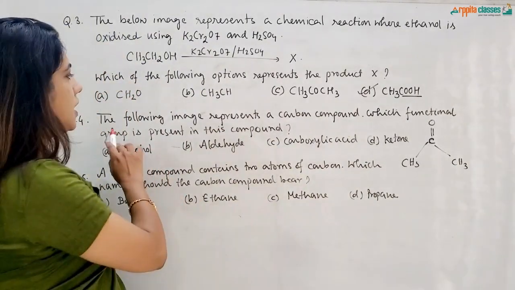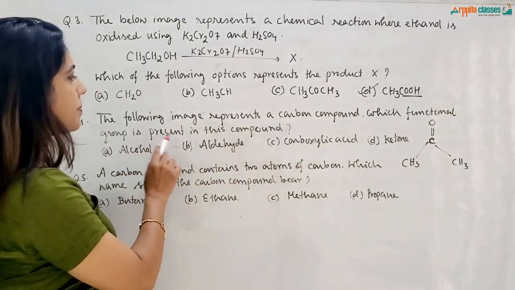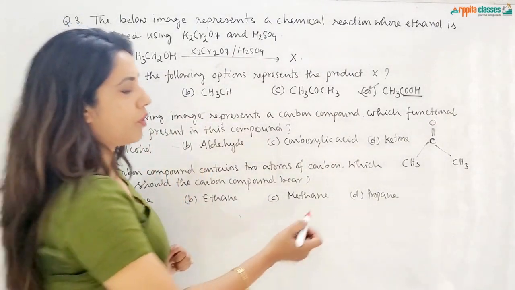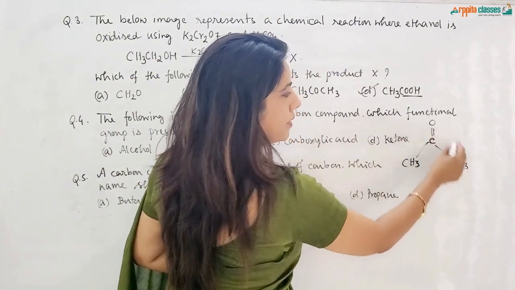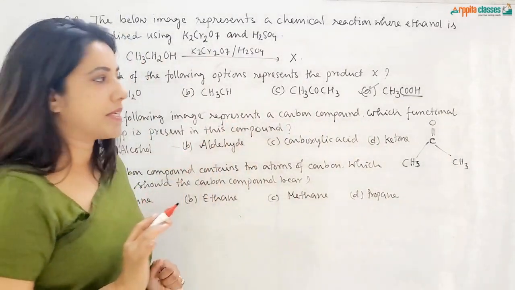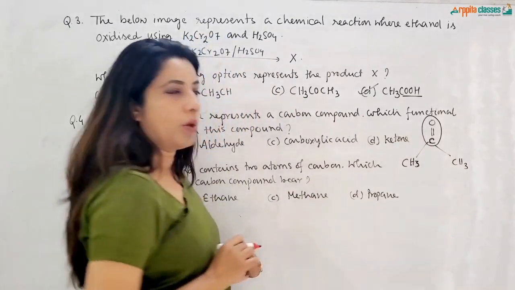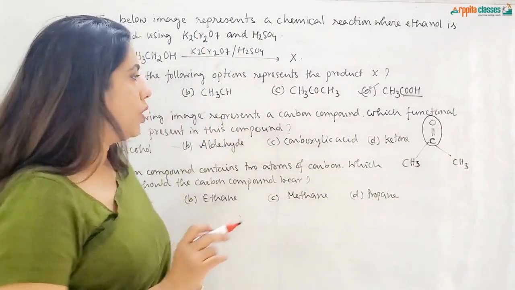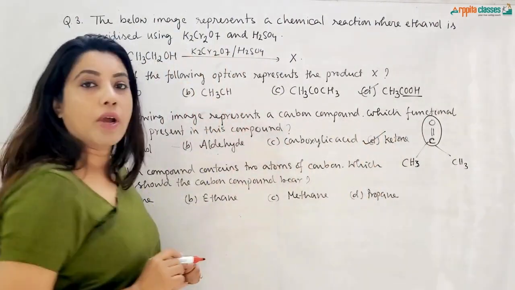Next question is, the following image represents a carbon compound. Which functional group is present in this compound? So I have drawn the image out over here. This is a carbon compound and you have to find out which functional group is present in this image. So this is a functional group, C double bond O, and C double bond O is called a ketone. So the options are alcohol, aldehyde, carboxylic acid, ketone, and ketone is the right answer.